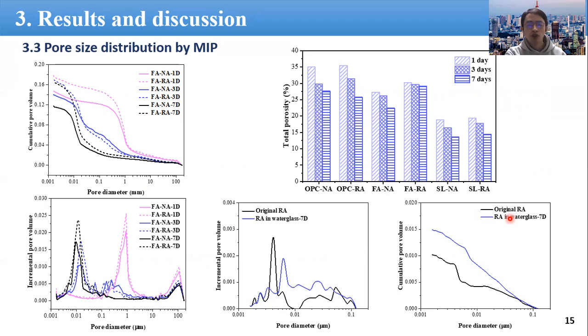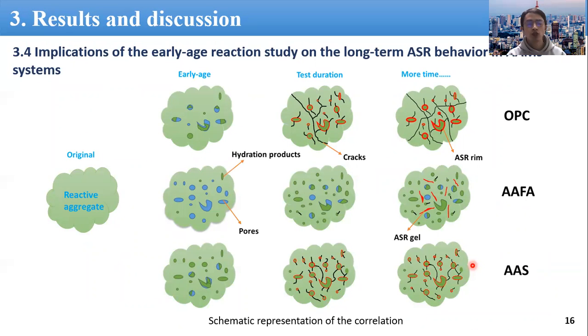Meanwhile, we also checked the porosity changes of the reactive aggregate itself before and after soaking in the water glass for 7 days. From the results, we can see that the porosity of the reactive aggregate increased after soaking in the water glass, which further suggested that the reactive aggregate will dissolve in the alkaline solutions. Based on the above-mentioned results, we try to discuss the implication of the early age reaction study on the long-term ASR behavior in the AAM system.